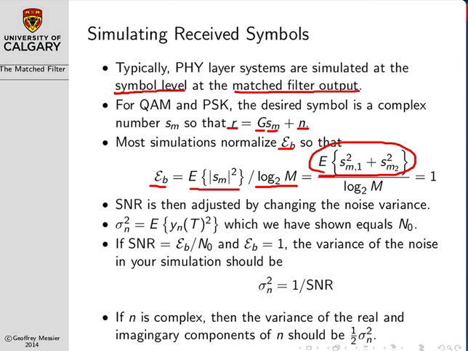And of course the noise is zero mean. If n is a complex noise value, then the variance of the real and imaginary components should be 1/2 sigma n squared. So the total power of the noise is equal to 1 over the signal to noise ratio, and you divide that equally across the real and imaginary components of the noise.